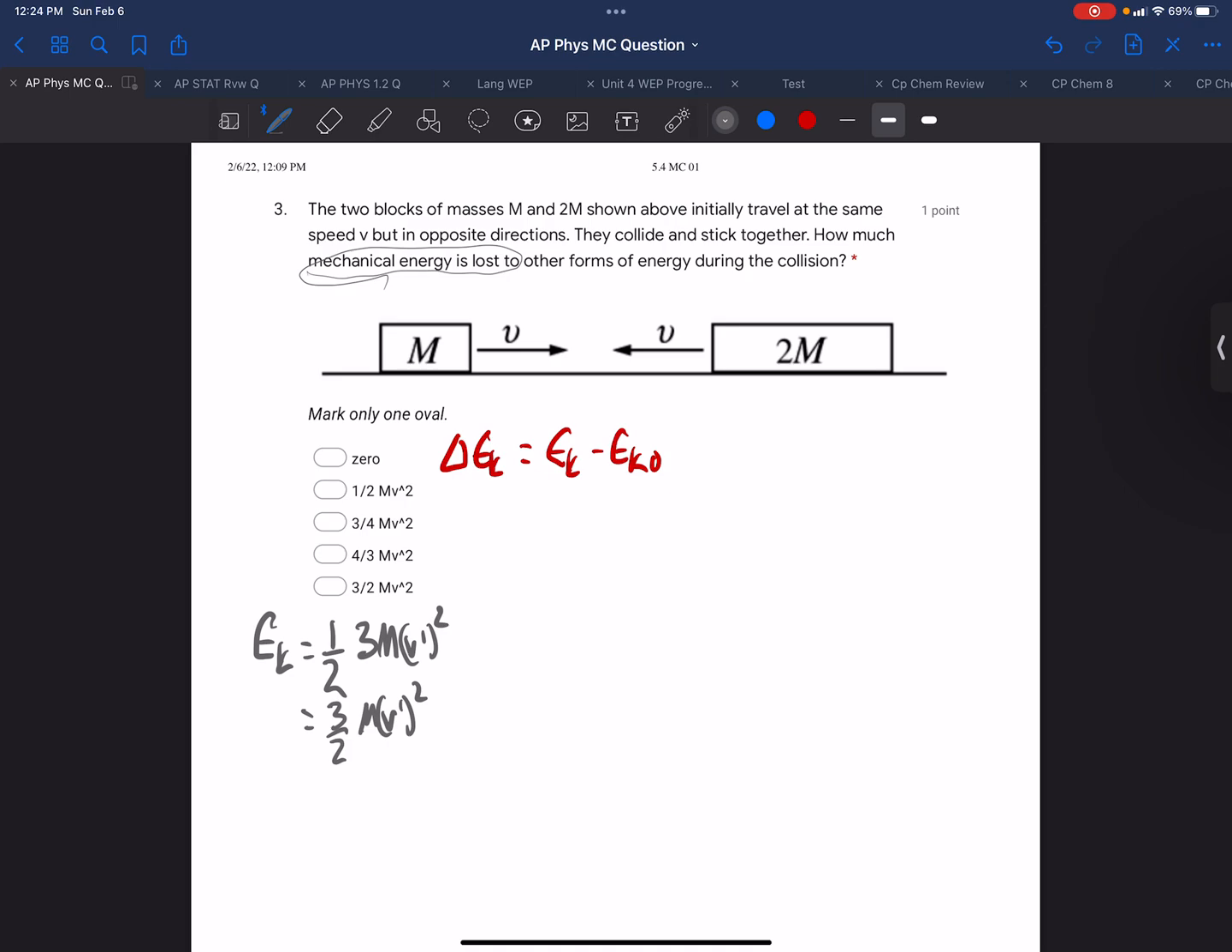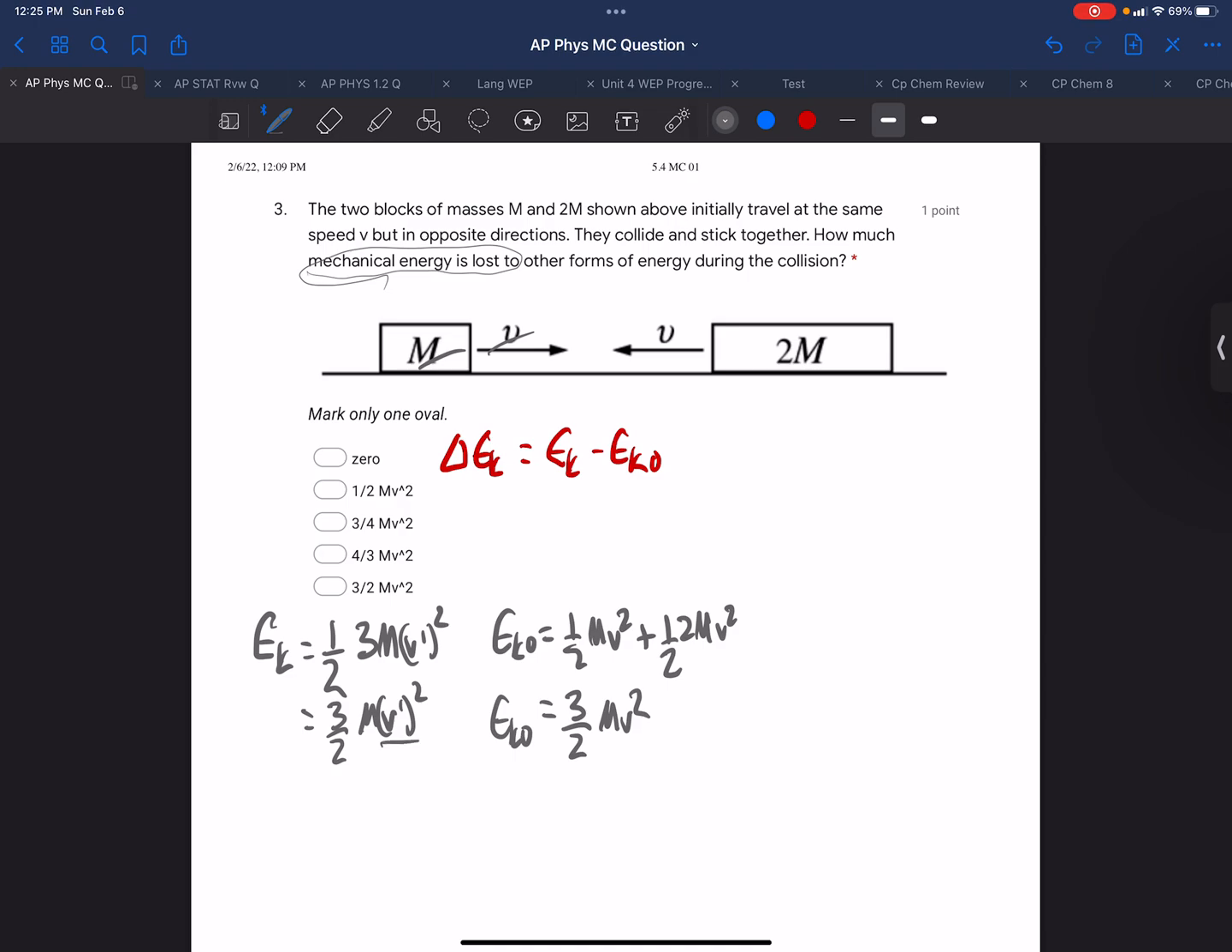Now, if we find the initial kinetic energy, well, that is going to be 1/2 this mass times this velocity squared, plus 1/2 this mass, which is 2m, times its velocity squared. So we have 1/2 plus 2/2 is 3/2 mv squared. That is our initial kinetic energy.